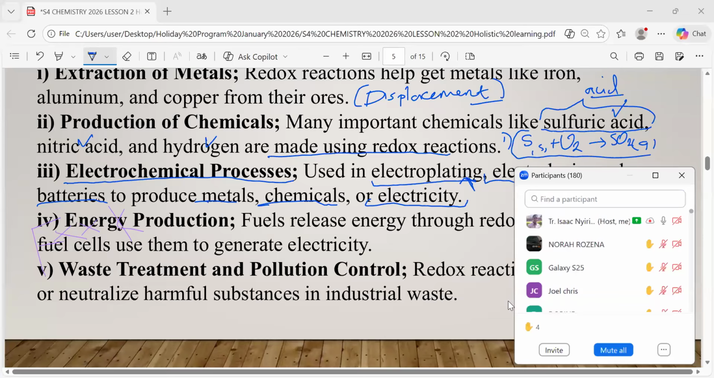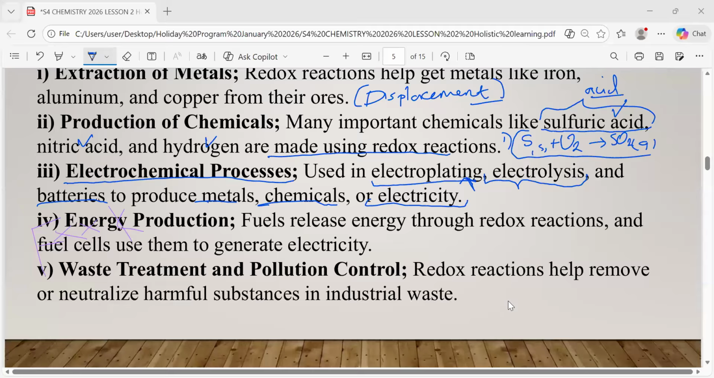Abigail, are you there? Okay. Joel, Chris, take us through the second last point. Yes, Chair. Yes, please.